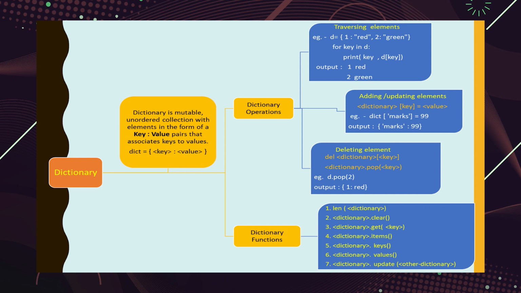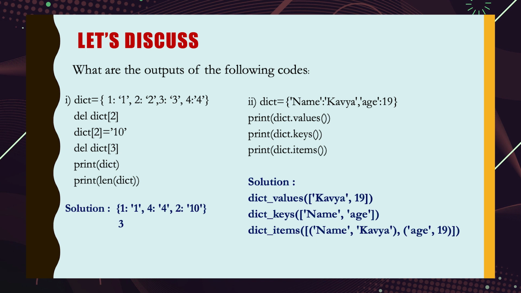Update function appends the key value pairs of the dictionary passed as the argument to the key value pairs of a given dictionary. Now let's discuss some output based questions on the dictionary for better understanding. Dictionary equal to curly bracket 1 colon 1, 2 colon 2, 3 colon 3, 4 colon 4. Del dict[2]. dict[2] equal to 10. Del dict[3]. Print dictionary, print length of dictionary. Solution is curly bracket 1 colon 1, 4 colon 4, 2 colon 10 and second solution is 3.